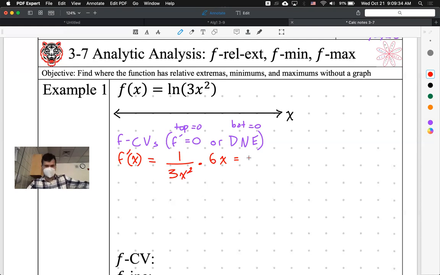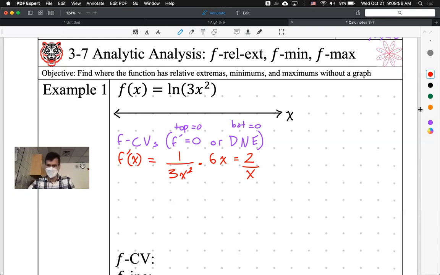6 divided by 3, 2. X divided by x squared. X is on top or bottom, numerator, denominator? Bottom, yep. 2 over x, there it is. Oh, and lo and behold, the bottom, we do have a fraction here. So I can use the fact that I can set the top equal to zero and bottom equal to zero. So setting the top equal to zero, 2 equals zero, okay, that's kind of pointless.